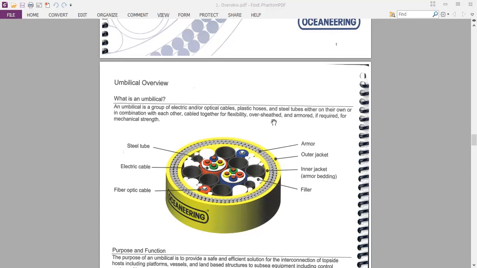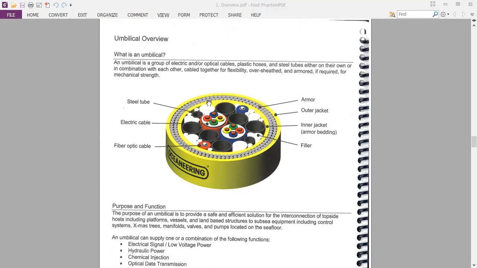And from this picture, we have an example of a cut through of an umbilical, and you can see the armor, you can see the outer sheet or the jacket, then you can see support in white, which we call the fillers. You can see hydraulic hoses, and you can see electrical cables. All right? That's electrical cables. So this is just an example of an umbilical.